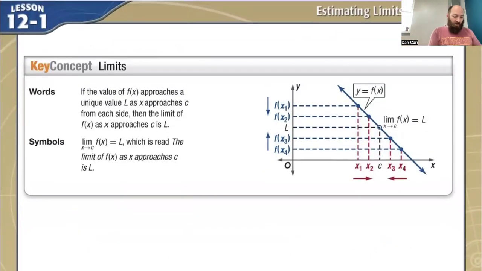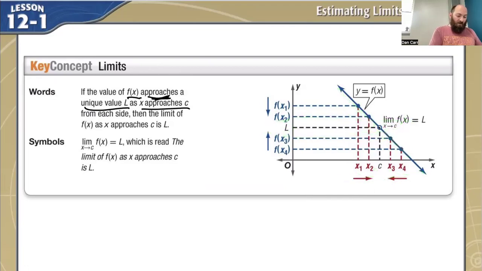a unique value L that the function f of x approaches. Okay, the keyword here is approaches, as x approaches some value of c from each side. So for example, on here, we look at this position right here, that's going to be called L. As x is approaching c, we're getting closer from the left side and getting closer from the right side. My graph is getting closer and closer here. So the limit is L, is the idea.